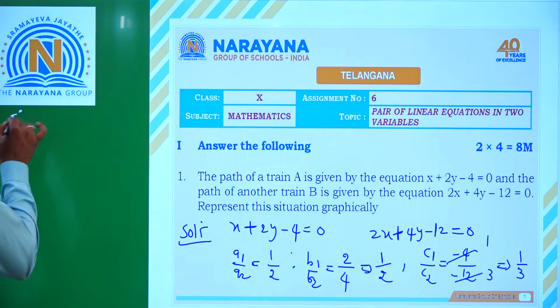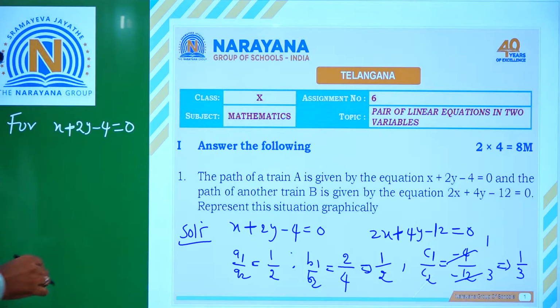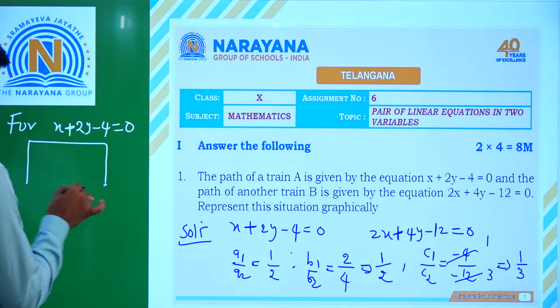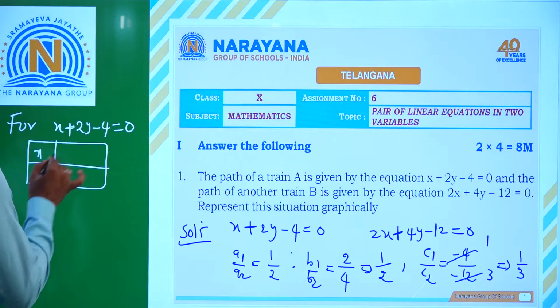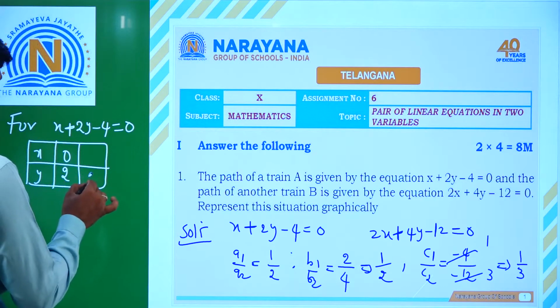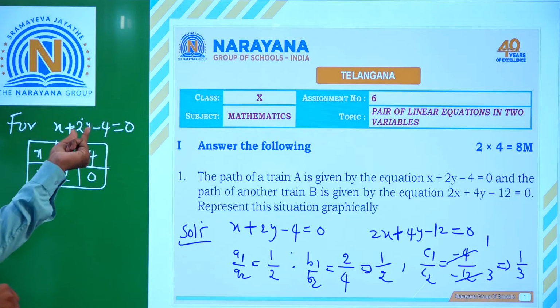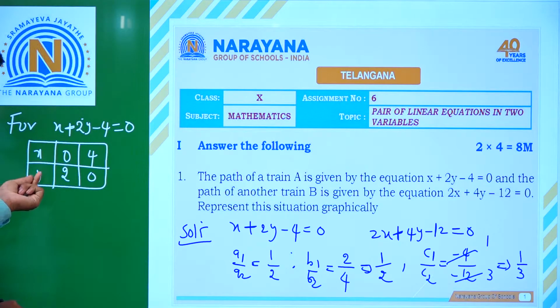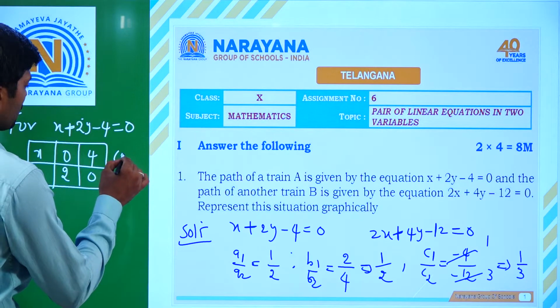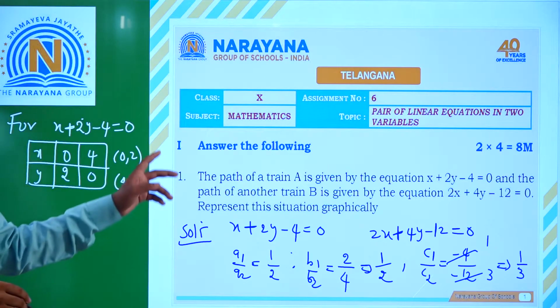For the first equation, x plus 2y minus 4 is equal to 0, we have to find the coordinate points x comma y. At x is equal to 0, what will be the value of y? That is 2, since 2y is equal to 4. Next, at y is equal to 0, what is the value of x? That is 4. So, the two coordinate points are 0 comma 2 and 4 comma 0. These are the two coordinate points for the first equation.